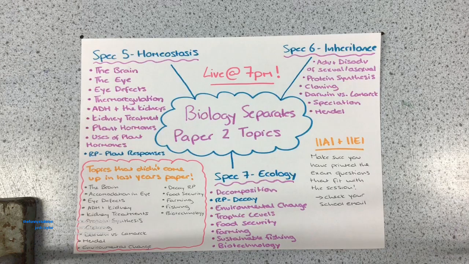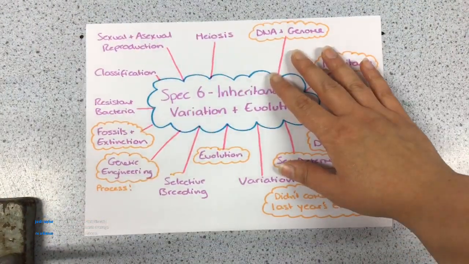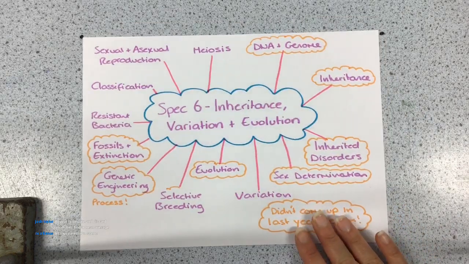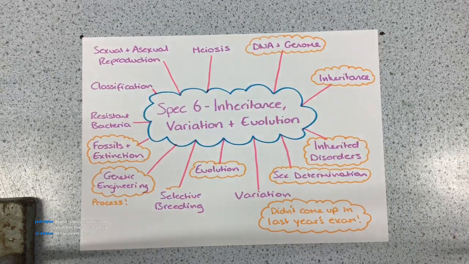It would appear I've put the wrong sheet in front of the camera, guys. Apologies. This is the Spec 6 one. Obviously, like Miss Hughes, I can't go through everything that might appear on Spec 6. There's quite a lot. However, if we look at what came up last year and what didn't come up last year, I've highlighted in orange the bits and pieces that didn't come up last year.